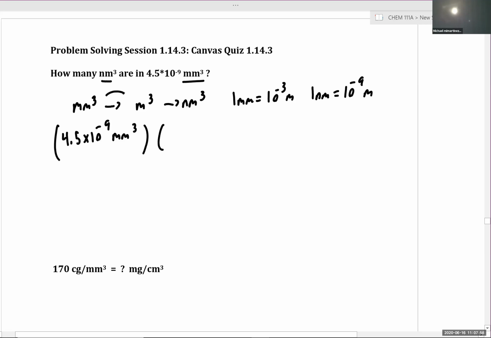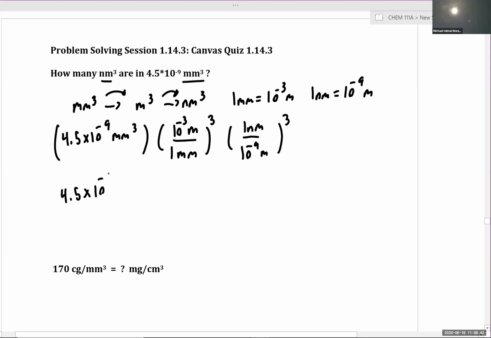So then, if we want to go from millimeters cubed to meters cubed, we know that we want units of meters on top and millimeters on bottom. 1 millimeter corresponds to 10 to the negative third meters. However, because we have cubic units, we need to cube our conversion factor. Now, from here, we're going from meter to nanometer, and we know 1 nanometer corresponds to 10 to the negative 9th meter. Again, cubic units, so we cube our conversion factor.